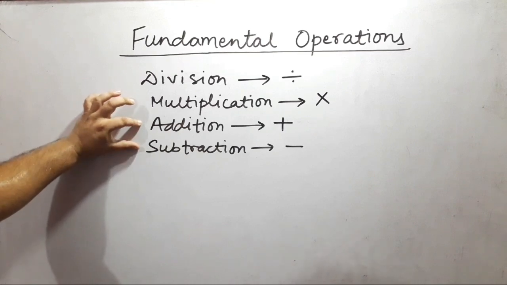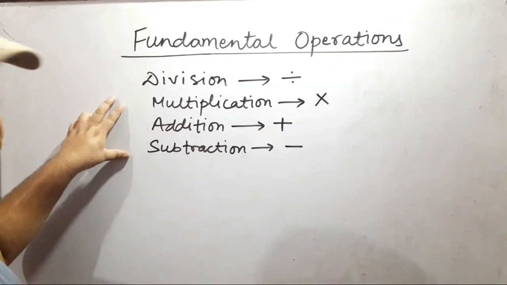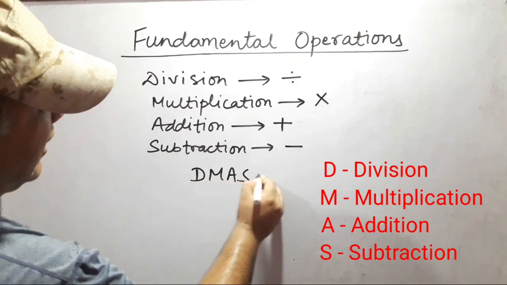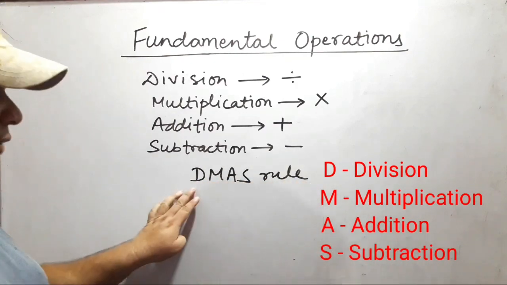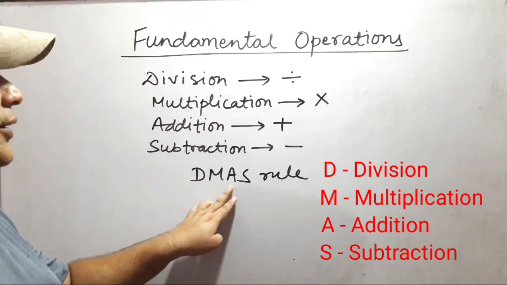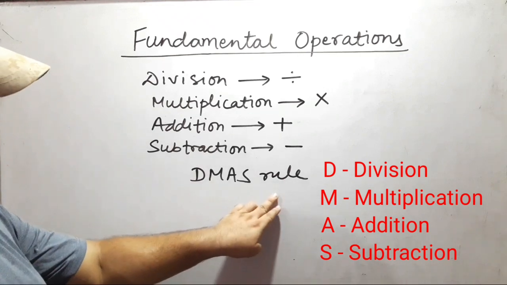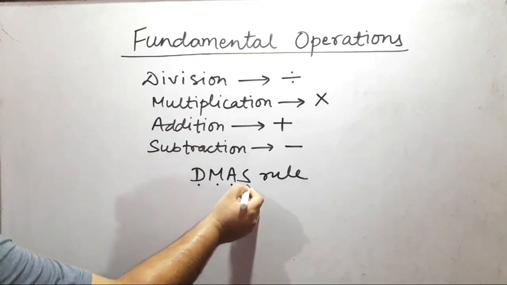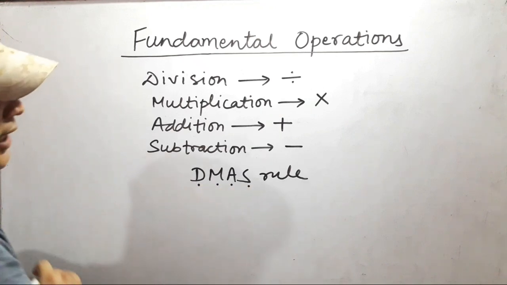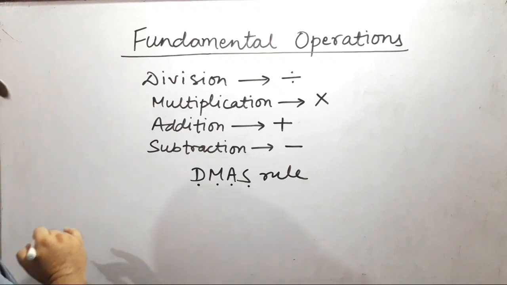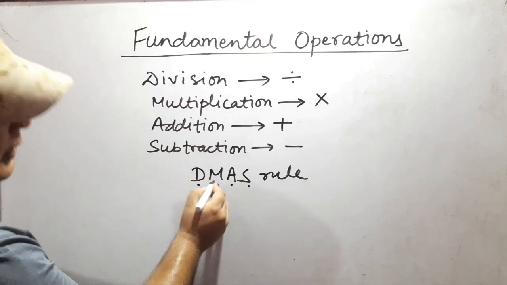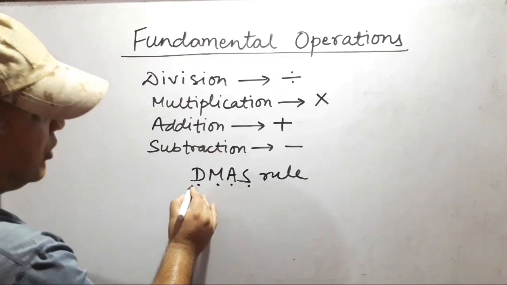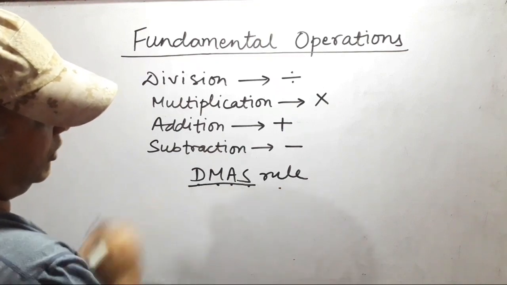operation is subtraction. So these 4 operations form a rule called the DMAS rule. That is divide, multiplication, addition and subtraction rule. So we will perform divide, multiplication, addition and subtraction serially. At first we should perform the division, then after that multiplication, then after that addition, and finally the subtraction. We have to follow the DMAS rule.